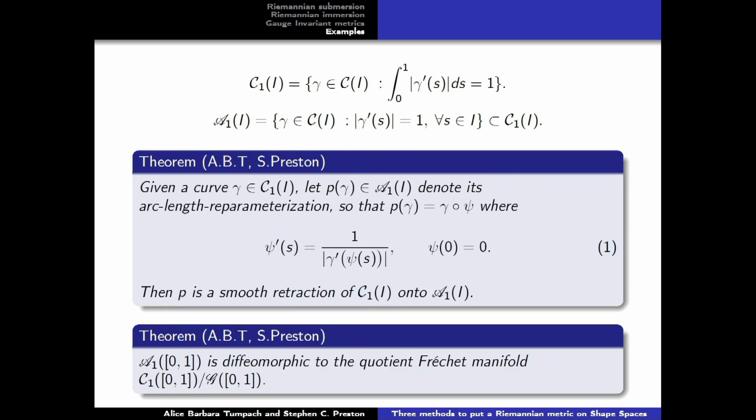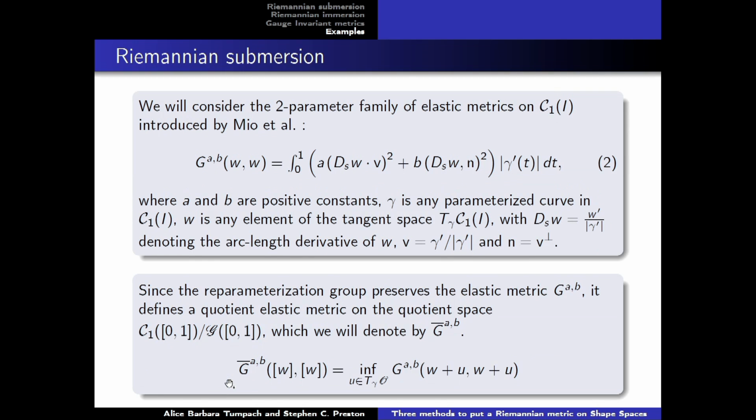For instance, for curves, so here again, C1 are parameterized curves of length 1, A1 are arc length parameterized curves, and you can project on arc lengths. So you have this section of arc lengths, which is a smooth manifold, diffeomorphic to the quotient. And you can consider, as in the talk of Viona, a two-parameter family of elastic metrics on the space of parameterized curves. So there are two parameters, a and b, and there are bending and stretching components in this elastic metric.